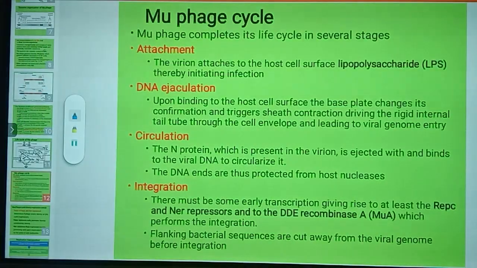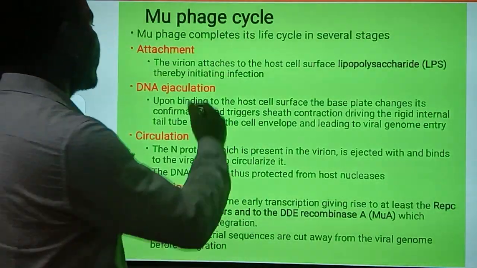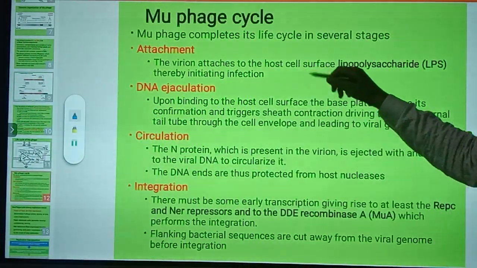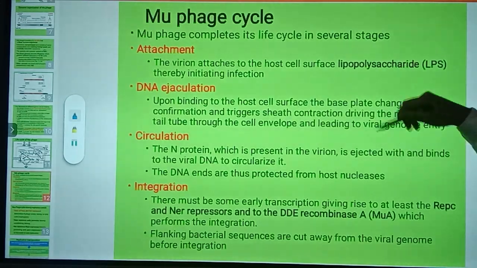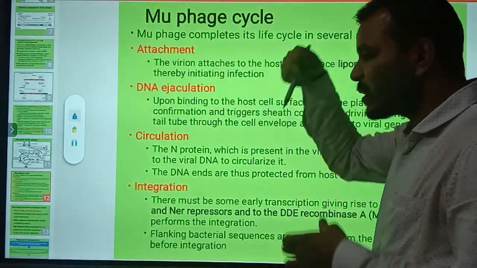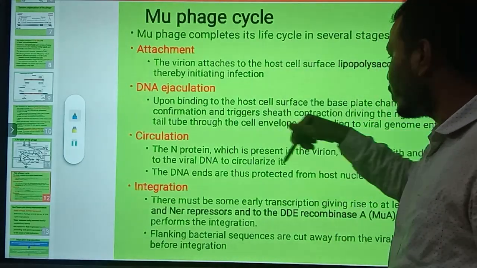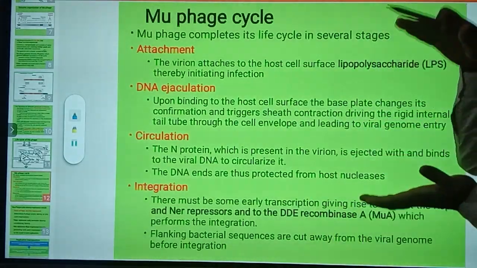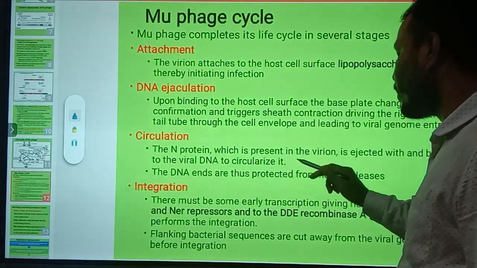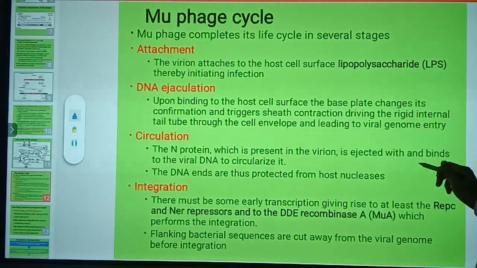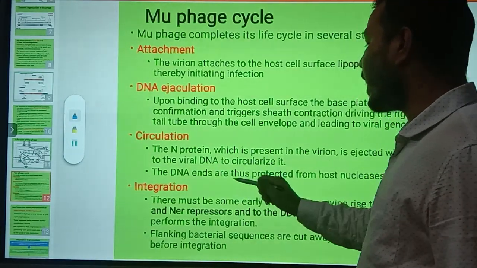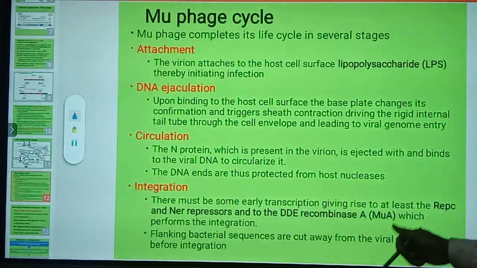So for Mu phage, we have seen these steps already. The first step is attachment. It attaches to the host cell surface via lipopolysaccharide, thereby initiating infection. Then there is ejection of the genetic material into the host, whenever that sheath contracts. Then there will be circularization. The N protein, which is present in the virion, is ejected with and binds to the viral DNA to circularize it. The DNA ends are thus protected from the host nucleases, right?